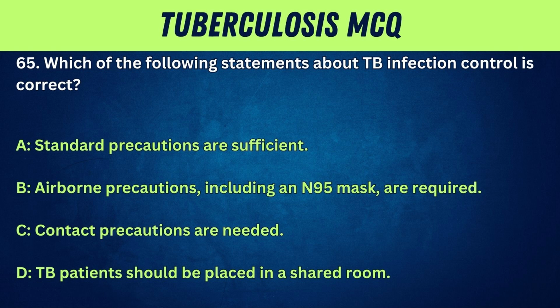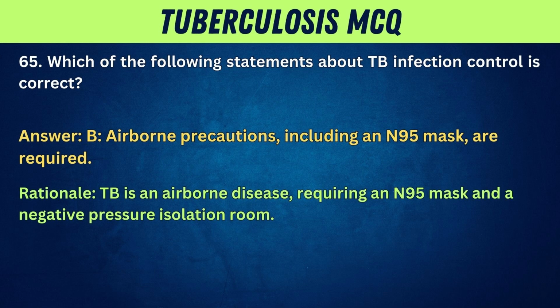Airborne precautions, including an N95 mask, are required. C. Contact precautions are needed. D. TB patients should be placed in a shared room. Answer: B. Airborne precautions, including an N95 mask, are required. Rationale: TB is an airborne disease, requiring an N95 mask and a negative pressure isolation room.